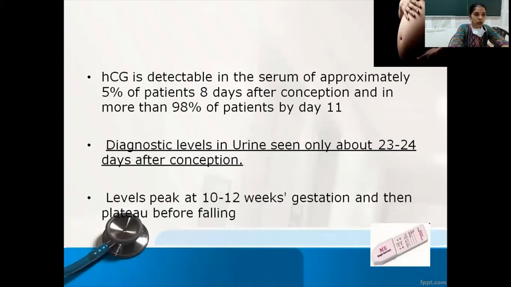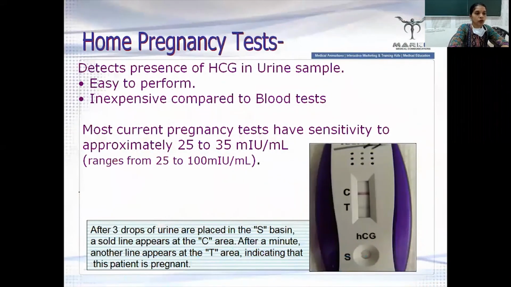Diagnostic levels in urine are seen only about 23 to 24 days after conception. Levels peak at 10 to 12 weeks gestation and then plateau before falling. Home pregnancy tests: these days, many people conduct their pregnancy test at home. It is very inexpensive and easy to perform. Most current pregnancy tests have a sensitivity of approximately 25 to 35 milli international units per ml, ranging from 25 to 100 milli international units per ml.